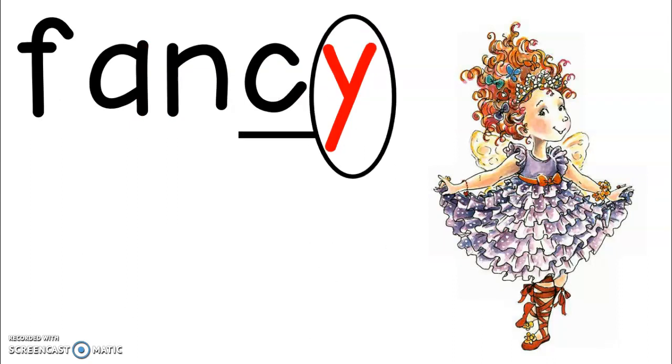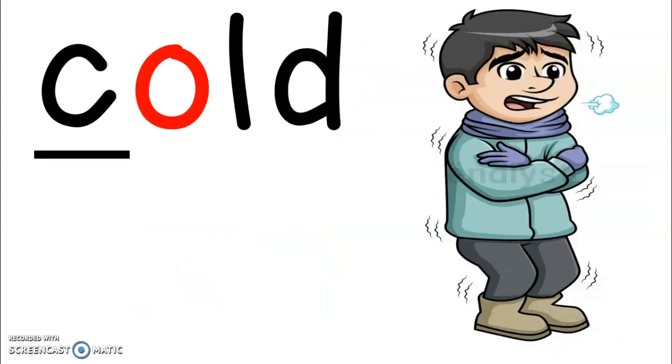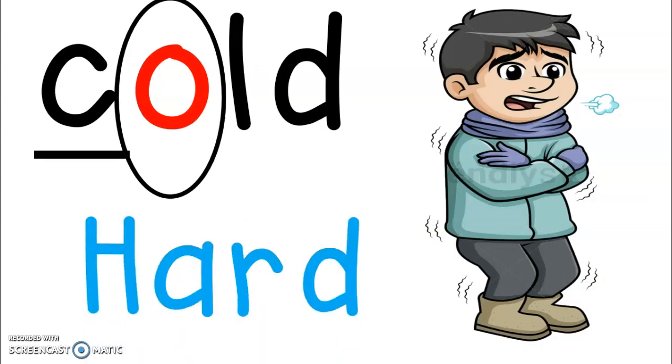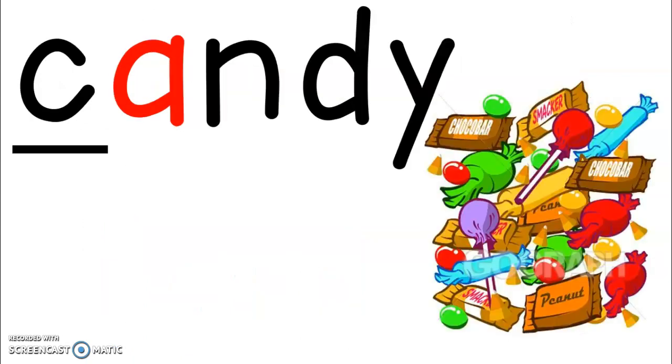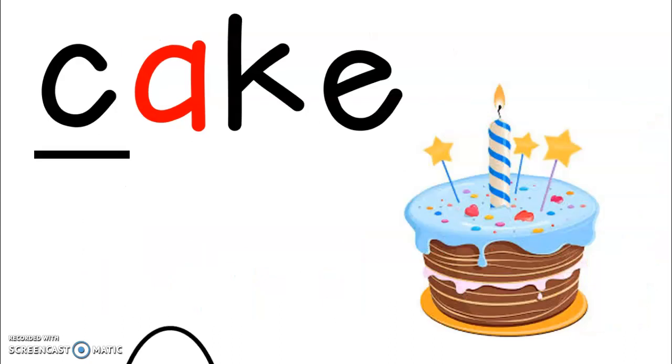Fancy. If you said soft, you are correct because the letter C is followed by the Y, which makes the C soft. S. Cold. Hard or soft? If you said hard, you are correct because the letter C is followed by the letter O. K. Candy. If you said the C was hard, you are correct because the letter C is followed by an A, which makes the C say K, the hard sound.